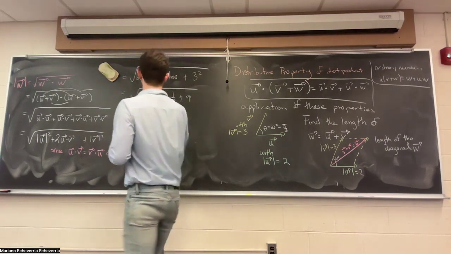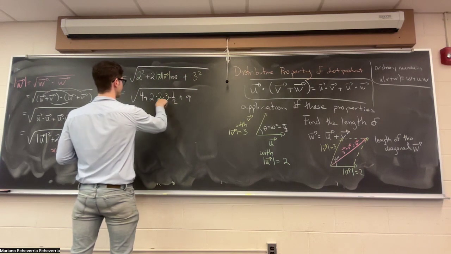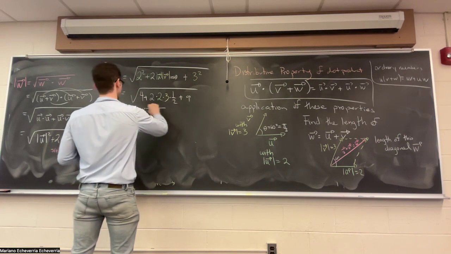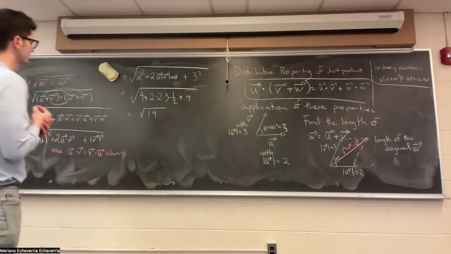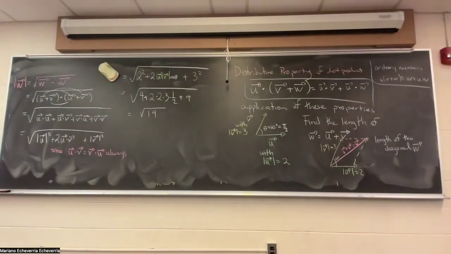Okay, so you get 4 plus 9, that's 13. And then these 2, so you get 6, right? 6 plus 4 is 10. So is that the square root of? I think they should all give you square root of 19. So what that means is that this diagonal has length equal to root of 19.